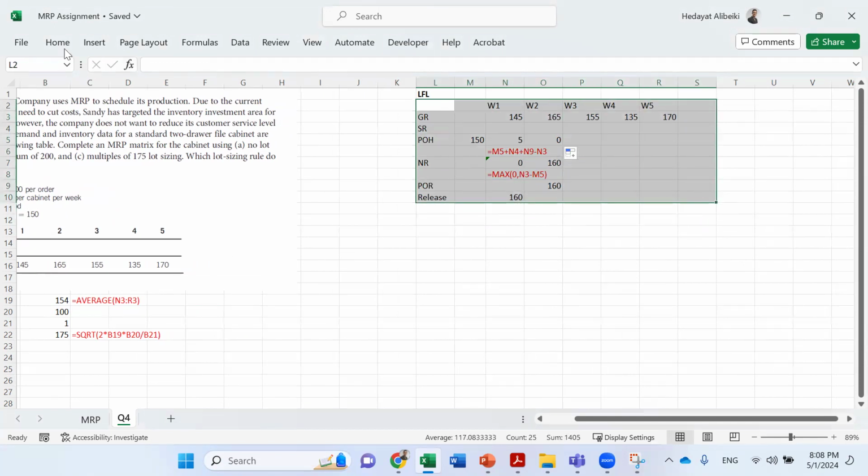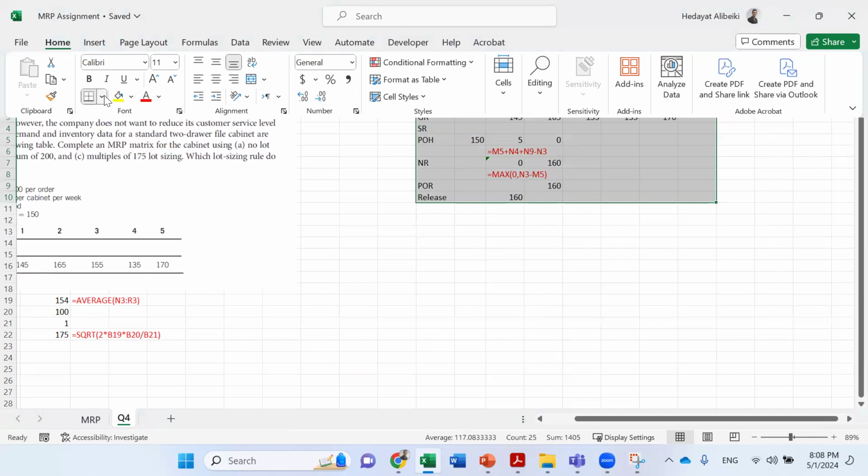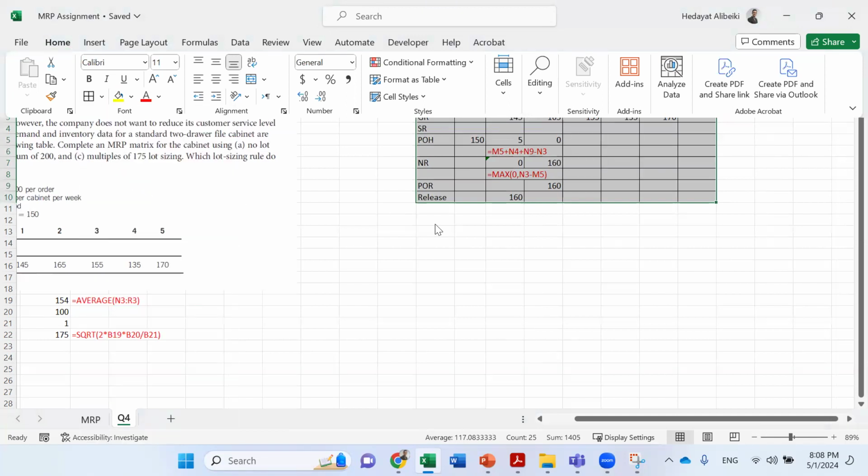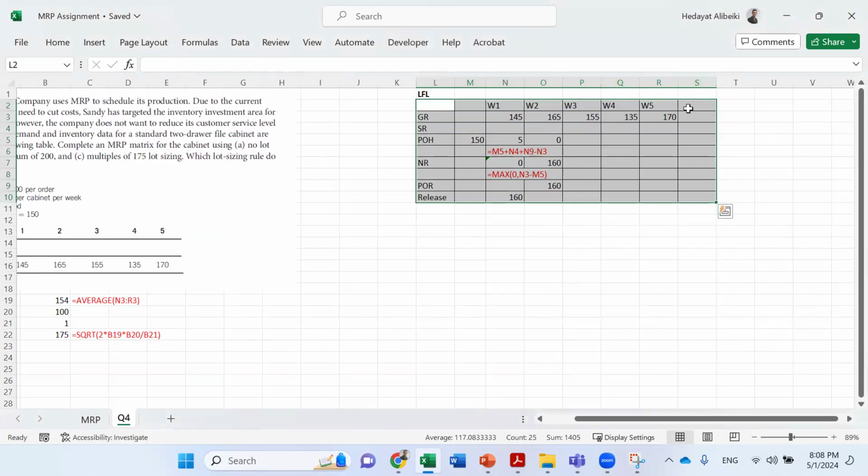And I will keep having an inventory of 0 because it's lot for lot. And I only order as much as needed. So the only purpose is actually not to have an inventory left over. That's the benefit of lot for lot.